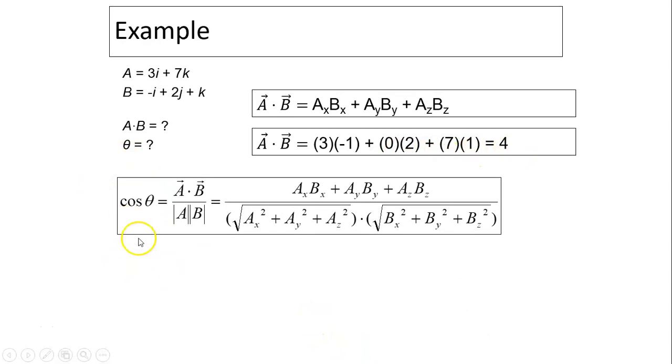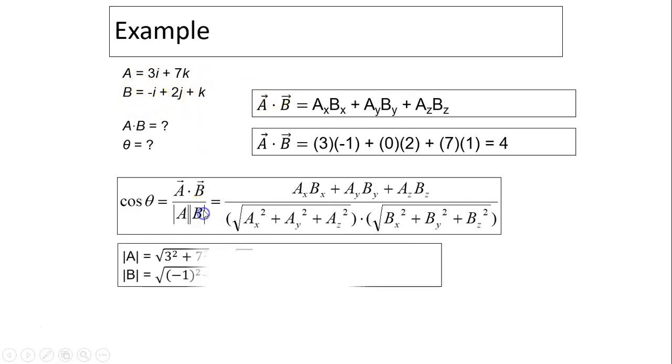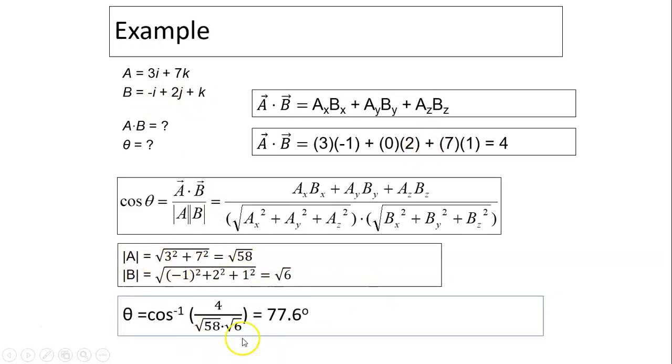How do we find theta? We use the equation we just derived from the last slide, right? In this case, we already know what a dot b is. Let's find the magnitude of a and the magnitude of b. Magnitude of a is the square root of 3 squared plus 0 squared plus 7 squared. And magnitude of b is the square root of negative 1 squared plus 2 squared plus 1 squared. So here is the size of a, size of b. You plug it in, you should have 77.6 degrees.